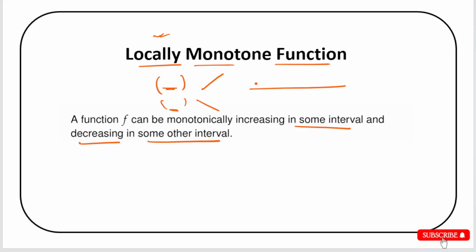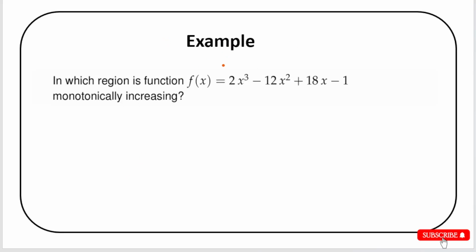So in the entire domain, the function does not look like this. Either it is increasing or it is completely decreasing. This is not happening. So in some particular interval, it is always increasing, and in some other particular interval, it is always decreasing. If you have this in the domain of the function together, then you will say the function is locally monotone function. Okay, let's see an example.